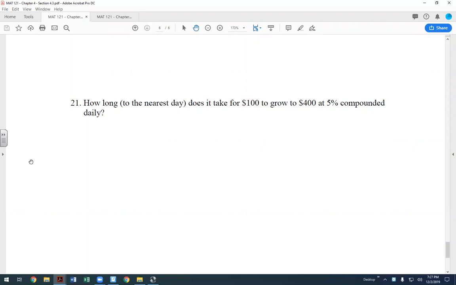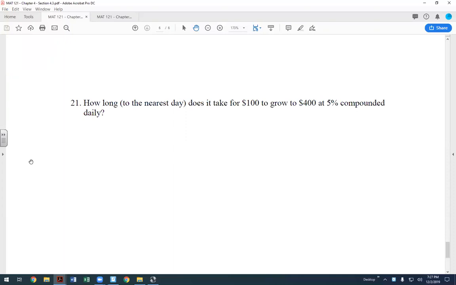A question on 19 or 20, base change formula. Now the application for base change formula is actually what you're looking at in these next two examples. So where would the base change formula come into play? So looking at 21, and this is the one where they're asking you to round it to the nearest day.